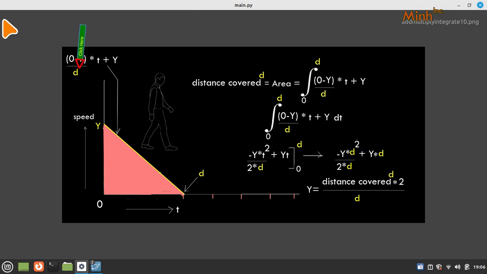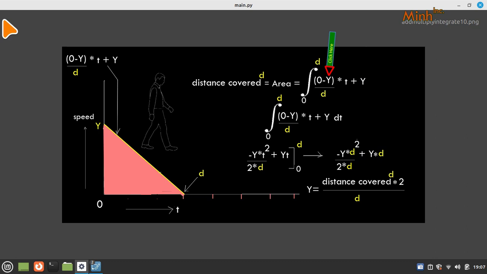0 minus y by d, t is any time plus y. So this is the equation of the line. If time is 0, this whole stuff becomes 0, and here the speed is y. If time is d, then d by d is 1. This leads to minus y plus y equal to 0. So at time d, the speed is 0, and at time 0, speed is y.